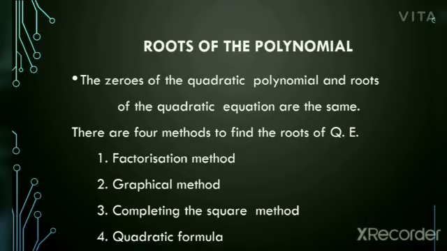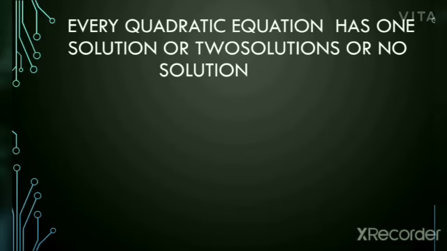Roots of the polynomial. The zero of the quadratic polynomial and the roots of the quadratic equation are the same. There are 4 methods to find the roots of quadratic equations. They are factorization method, graphical method, completing the square method, and the fourth one, quadratic formula. Every quadratic equation has one solution or 2 solutions or no solution.